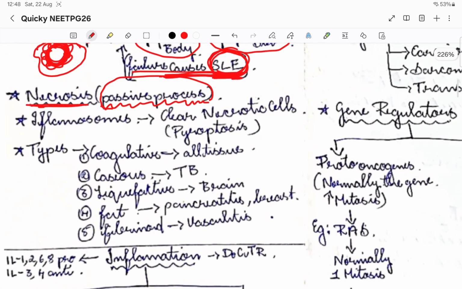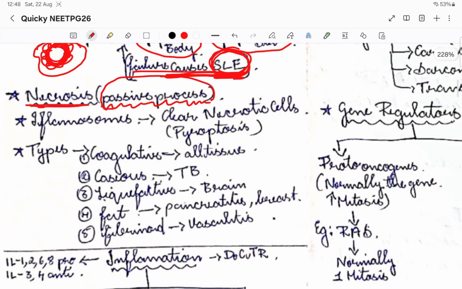Then, we are done with apoptosis. Now we'll go for necrosis. Apoptosis was an active process, whereas necrosis is a passive process. There is no energy required for necrosis. The damage has already happened, and the cell died because of the insult from an external factor.